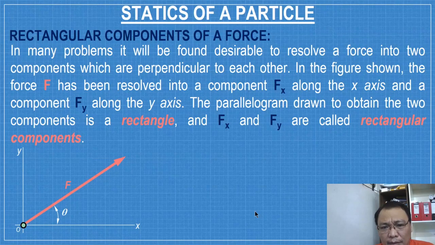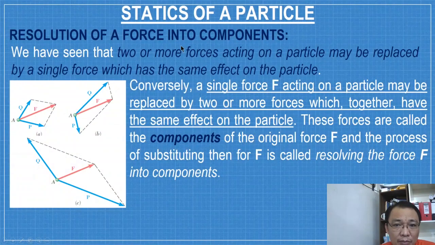In my previous video, I discussed the parallelogram law, and part of it was about components of a force. Let us have a review of my previous topic: how to resolve a force into components. Now, in the parallelogram law, we have seen that two or more forces acting on a particle may be replaced by a single force which has the same effect on the particle. So two forces are replaced by a single force, which is called the resultant.